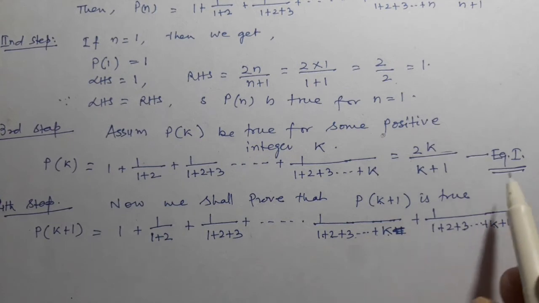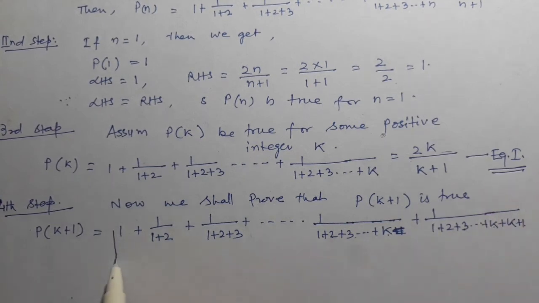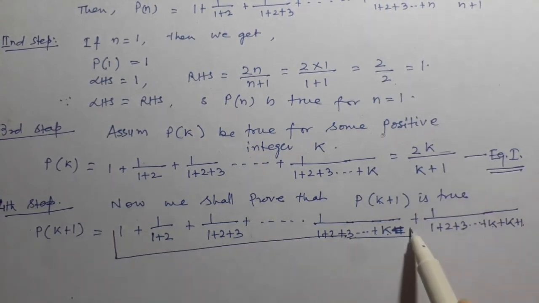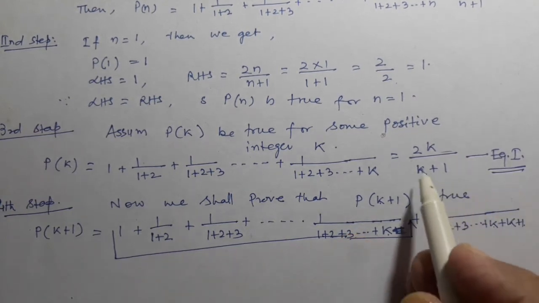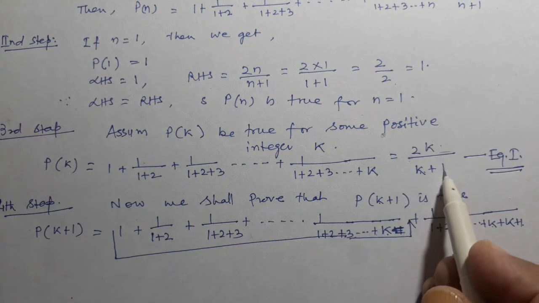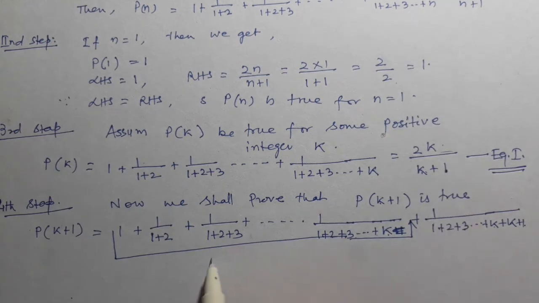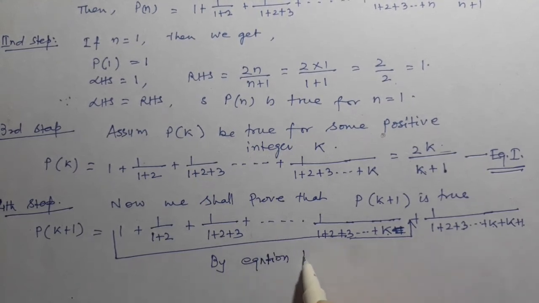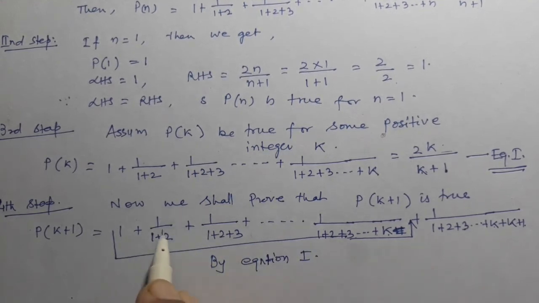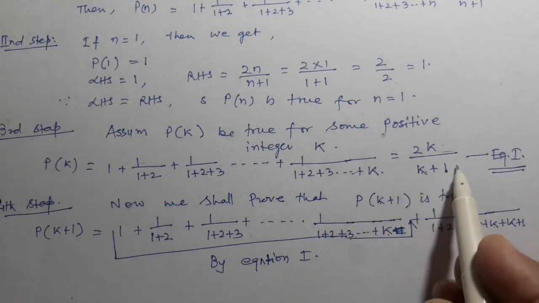So we see that up to this stage, this component is equal to 2k by (k plus 1). Okay, so we shall write by equation 1: 1 plus 1 by (1 plus 2) plus dot dot plus 1 by (1 plus 2 plus 3 dot dot plus k), up to here it is 2k.